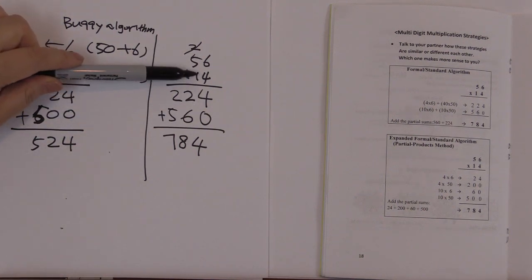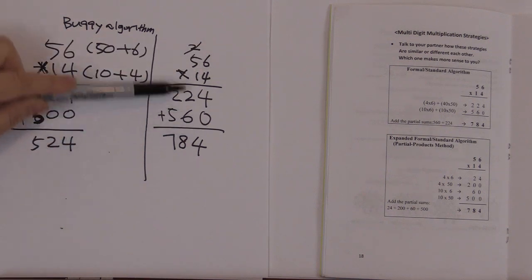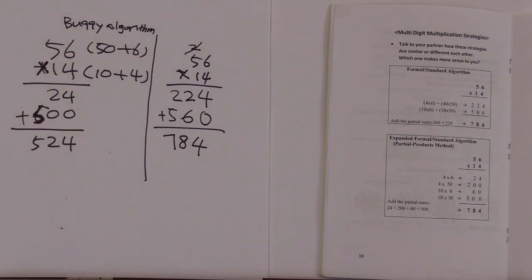What about here? We are not doing 1 times 6. We are doing 10 times 6, which is 60, and 10 times 50, which is 500. We are not doing 1 times 5. This is not 1. This is not 5.